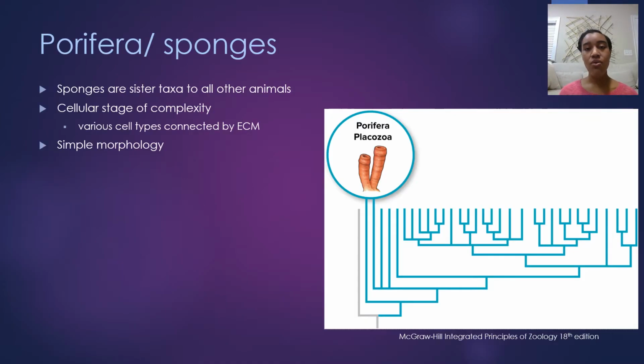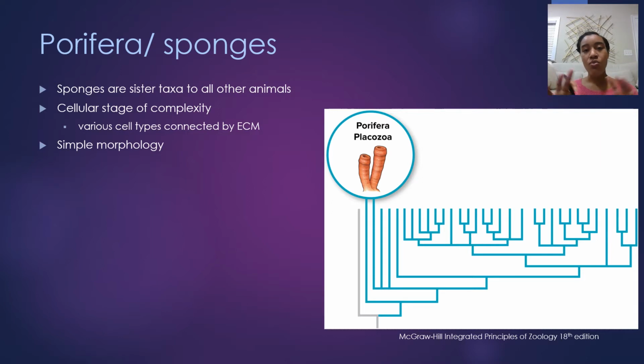So Porifera, or what we also call sponges, so I'll use that term interchangeably. Sponges are the sister taxa of all animals, so they're kind of the most basal, the first to branch off when we're looking at the taxonomy of animals. And they represent a cellular stage of complexity.